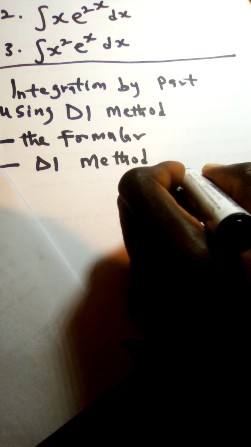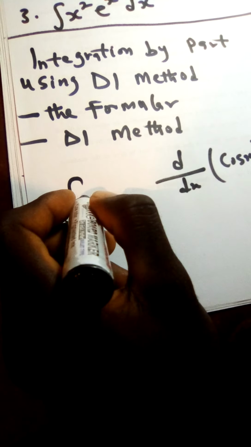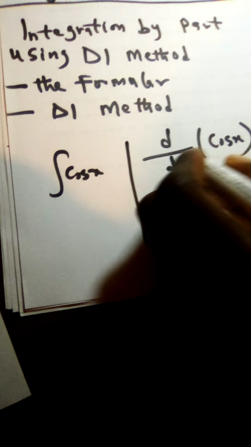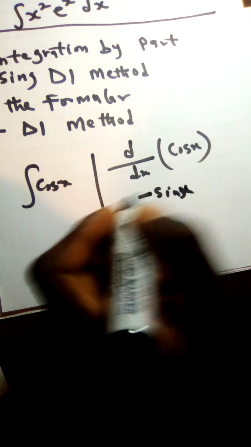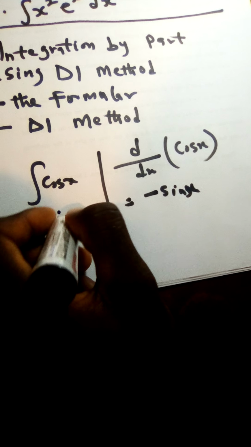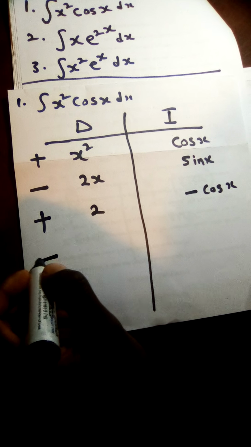Now, why that is like that is, when you do the derivative of cos x and the integral of cos x, if you differentiate cos x, you get a negative sin x, while if you integrate cos x, you get a positive sin x. So that is why we are having a positive sin x here. Now we move on, alternating the sign again, plus. Now if you differentiate 2x, you get 2. If you integrate sin x, you get minus cos x. Minus is the next sign now.